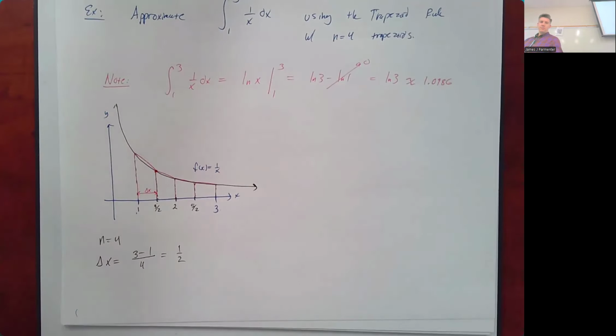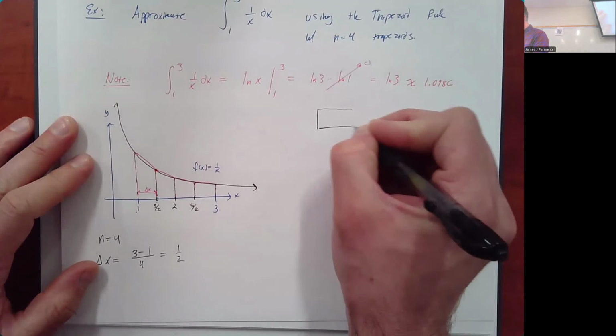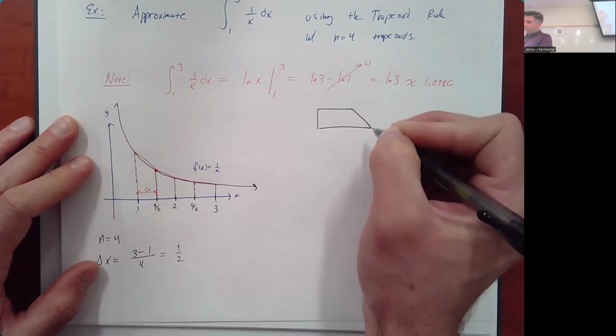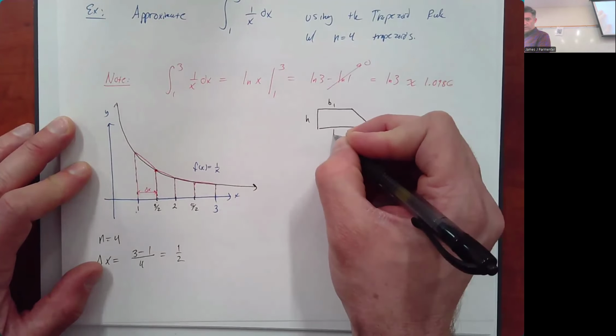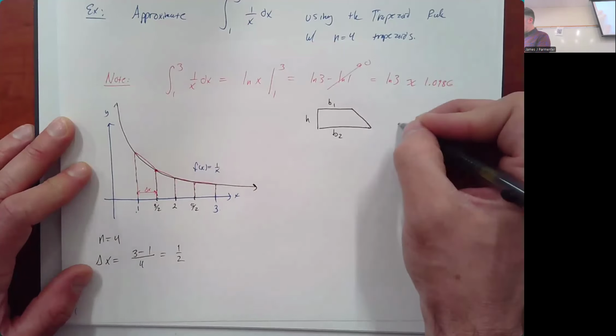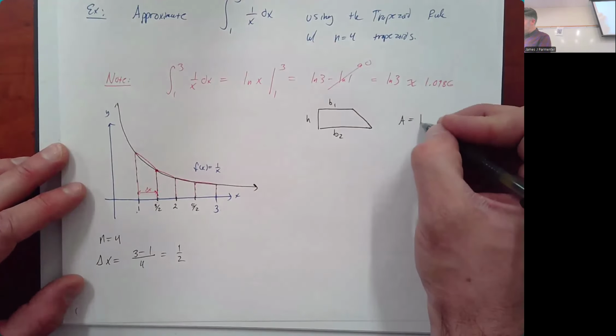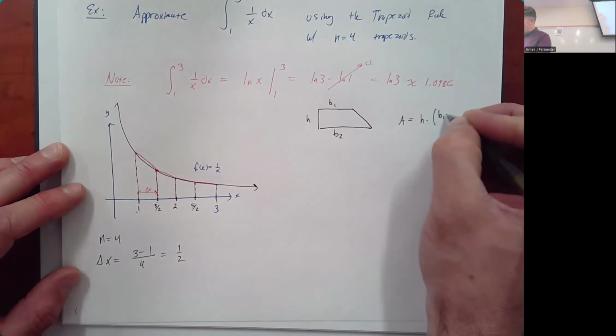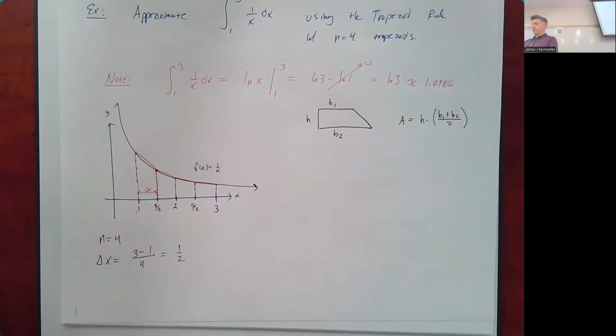So, what's the area of a trapezoid? Good question. It's not a formula people usually remember. But if we draw the trapezoid like this for a second and call this the height and this the first base and this the second base, then the area of the trapezoid is equal to, I like to think of it as the height times the average of the bases. That's how I usually imagine it.